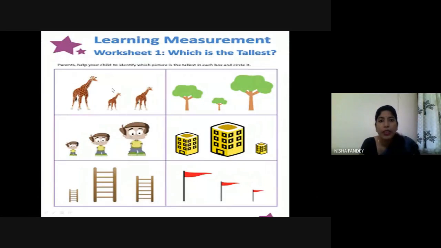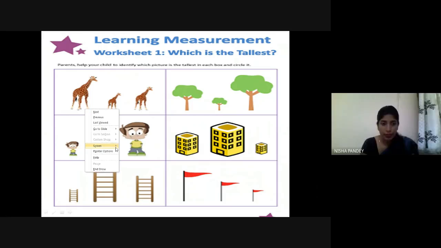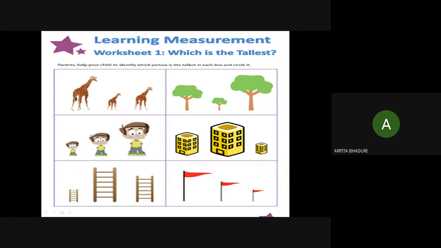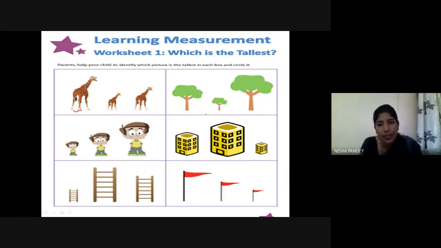Here we have which is tallest. So again, we are comparing among three animals or three objects or three images, we can say. So here we have three giraffes, and you can easily tell me which one is tallest, which is having more height, greatest height. Ma'am, the left side one. Yes. So this one, first one? Yes, ma'am, first one. Very good. So we'll take this.